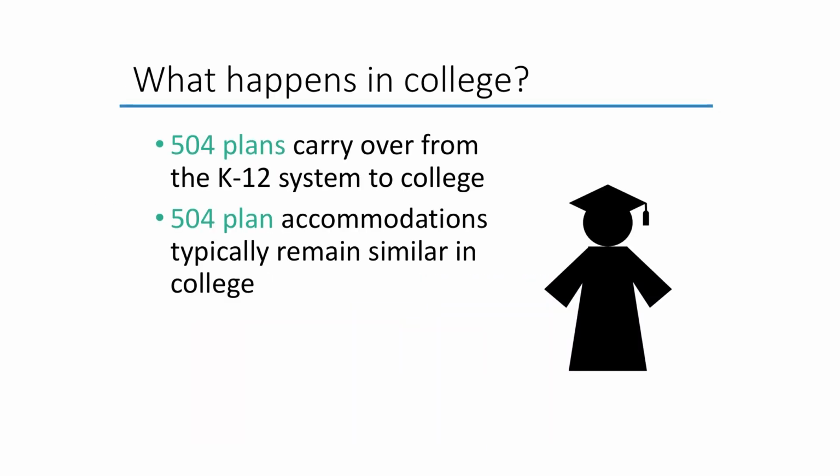The final thing I'll talk about is what happens in college. So plenty of students go through the K-12 system, but if that student has a disability and they were on an IEP or had a 504 plan, what happens when they transition to college? What I'll say here is there's some good news for the students who were on a 504 plan, because in college 504 plans carry over.